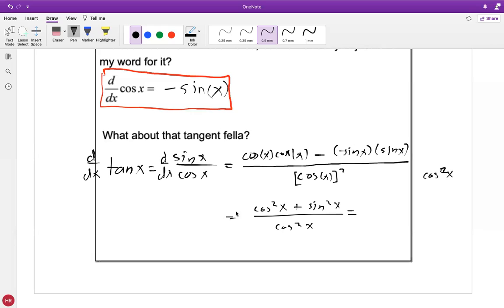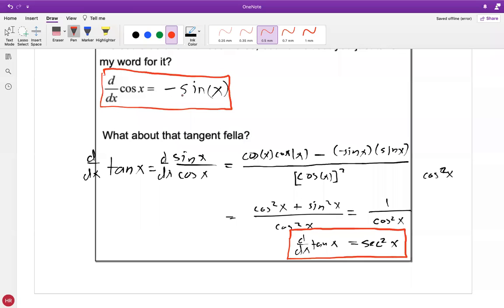And hopefully, I'm praying, my fingers are literally crossed right now, that you remember that cosine squared plus sine squared is 1. We called that the Pythagorean identity last year. So that's 1 over cosine squared, which you may recognize as secant squared x. And so our final answer, the derivative of a tangent, is secant squared x. You can get all the other 4 just from knowing the derivatives of sine and cosine.